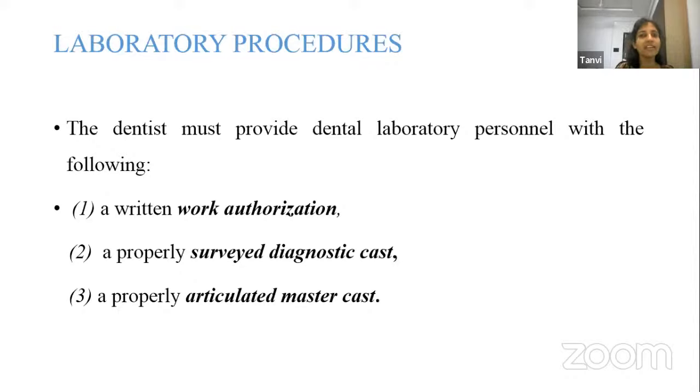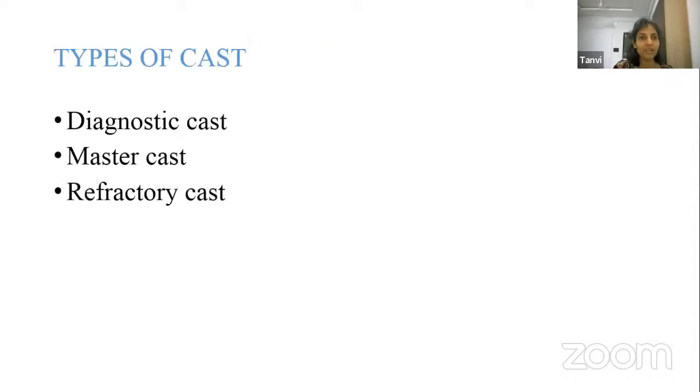So what a dental laboratory personnel expects from the dentist is a written work authorization form, a properly surveyed diagnostic cast, and a properly articulated master cast. The types of casts which you will encounter in today's seminar will be a diagnostic cast, a master cast, and a refractory cast. So what is a diagnostic cast? It is the one which was prepared by the dentist on which the survey was done.